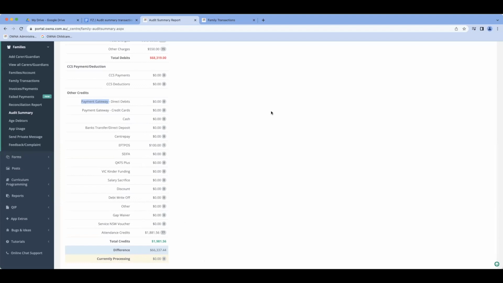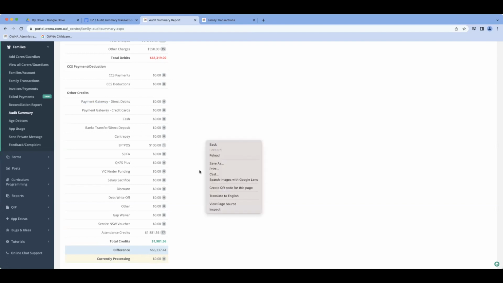So if I'm running my report, I know I'm doing October, but say I was doing it for the whole month of November, I would expect to see some processing payments here. You would expect some currently processing figures here, and those would be the ones that have not yet cleared through Fat Zebra.